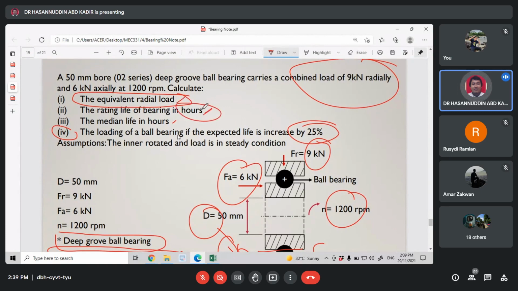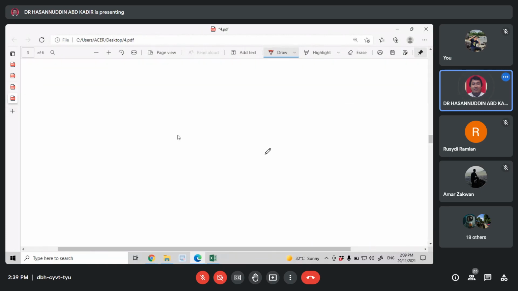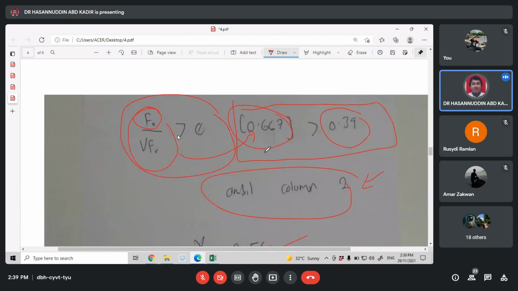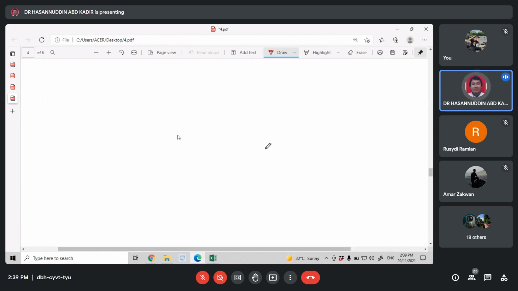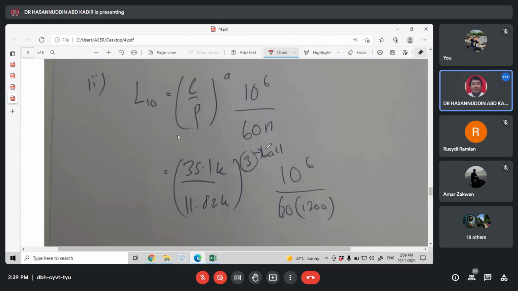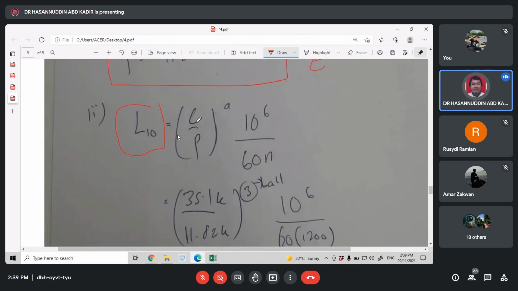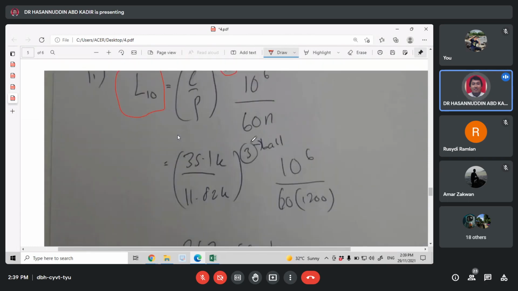So we said about the hours, so we apply the formula for the hours because they already give you the value of RPM and so on. You pass the value of P here, then you can find the value of L10. So L10 here, you know this type of formula. Okay, C over P to the power a. This one is a ball bearing, so we put the value of 3.